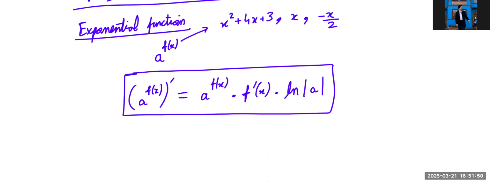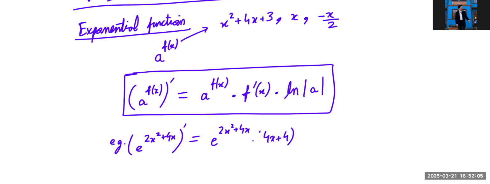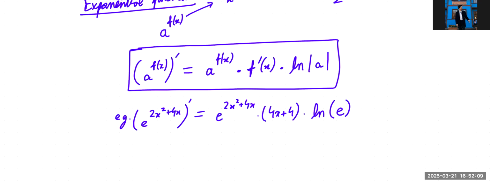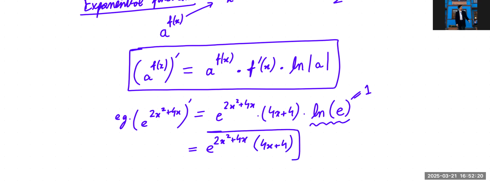For example, e to the power of 2x squared plus 4x, if you derive this, would simply be the same thing written again, multiplied by the derivative of the power, which would be 4x plus 4, and then multiplied by natural log of the base. Now, remember that natural log of e is just 1, so don't forget to simplify it because otherwise it looks more complicated than it actually is. That is your answer. That's how you derive exponentials.